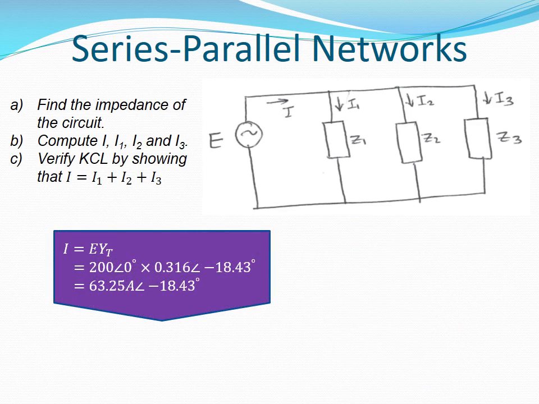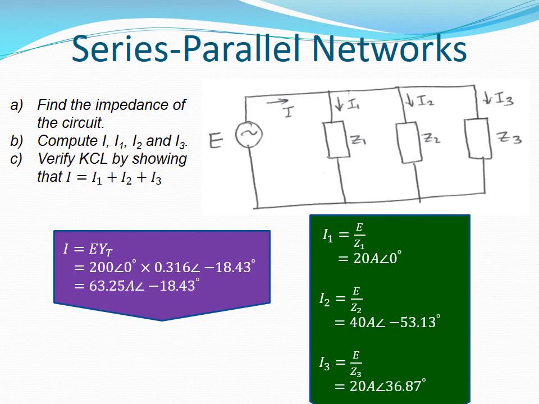The current I is the source current. Therefore, it is equal to the source voltage times the total admittance. We get it as 63.25 amps at minus 18.43 degrees.